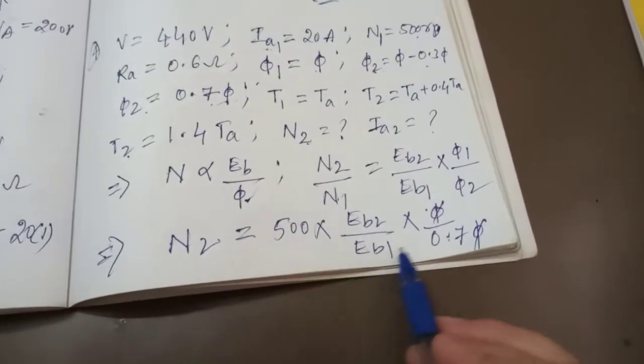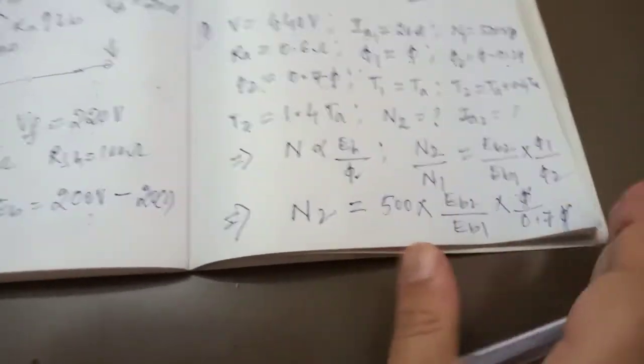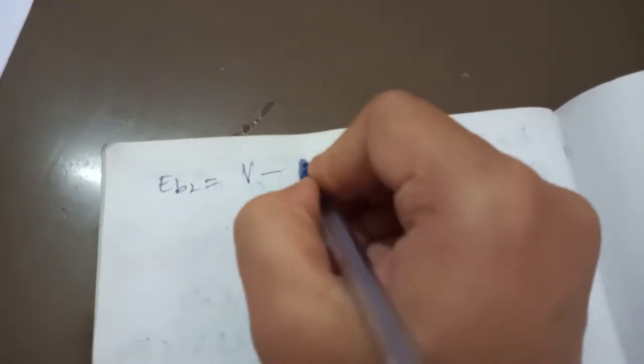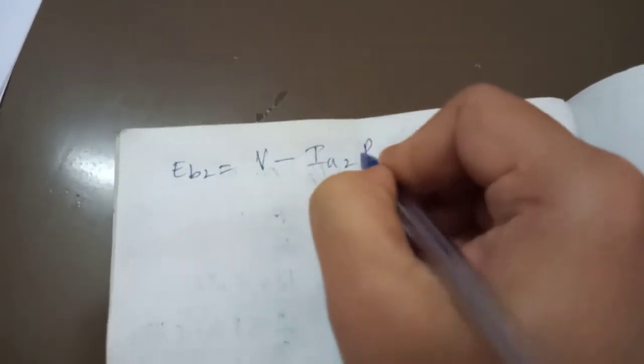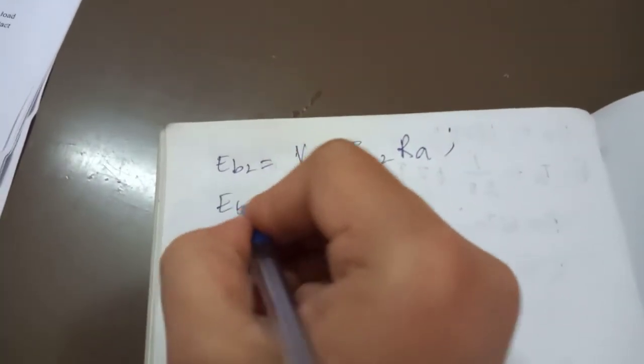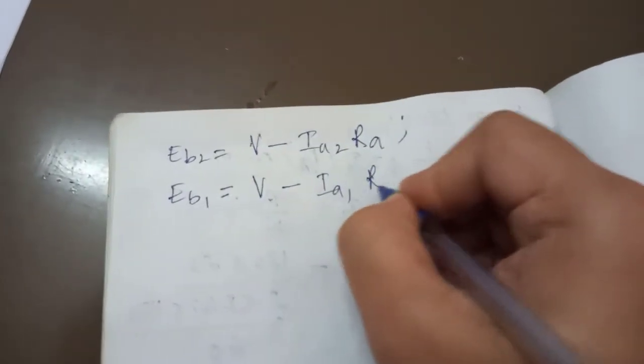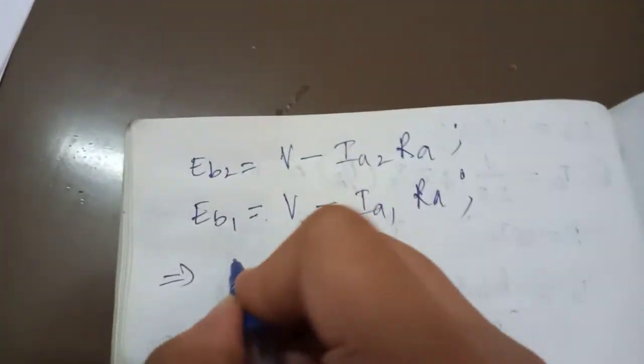The unknowns are EB2 and EB1. Let me calculate EB2 and EB1. EB2 is equal to V minus IA2 RA, right? IA2 RA. What is EB1? EB1 is equal to V minus IA1 RA, right? Yes, let me calculate EB1 first.